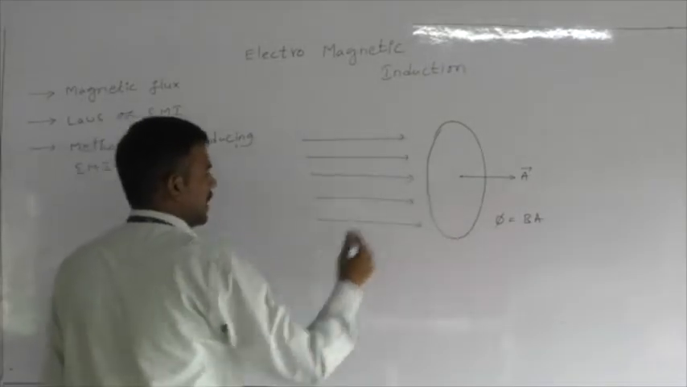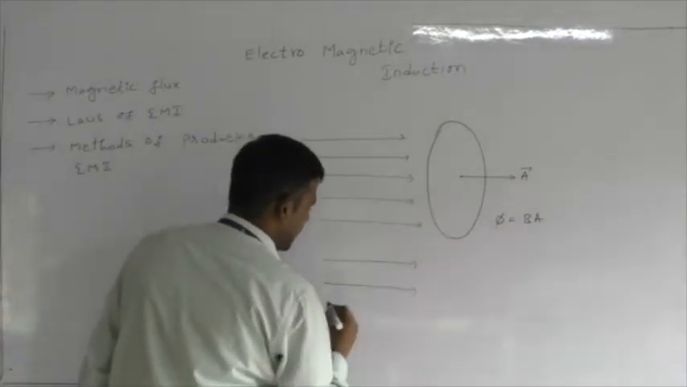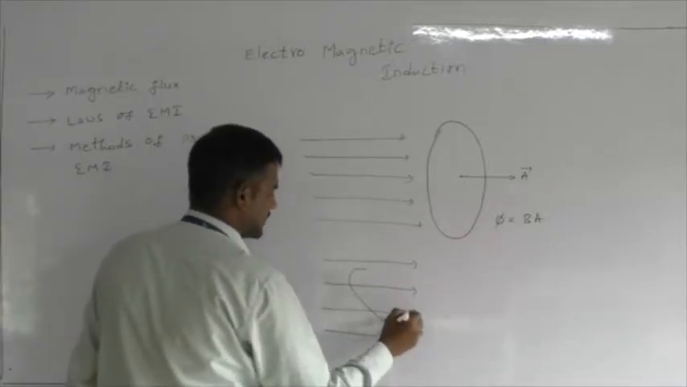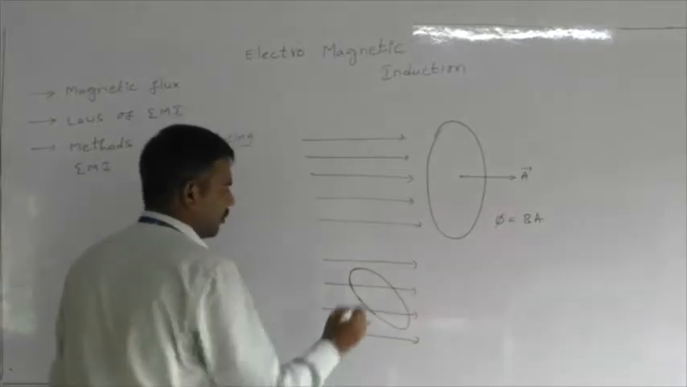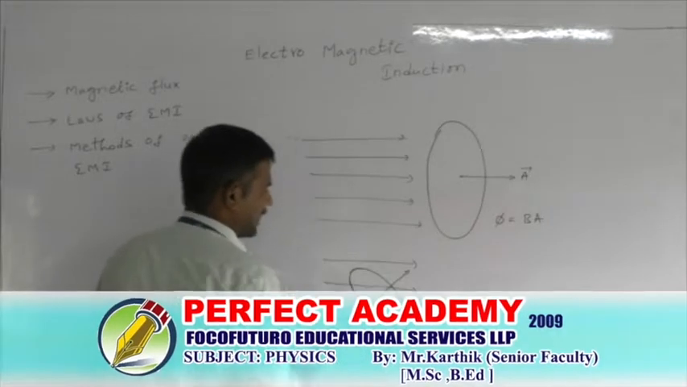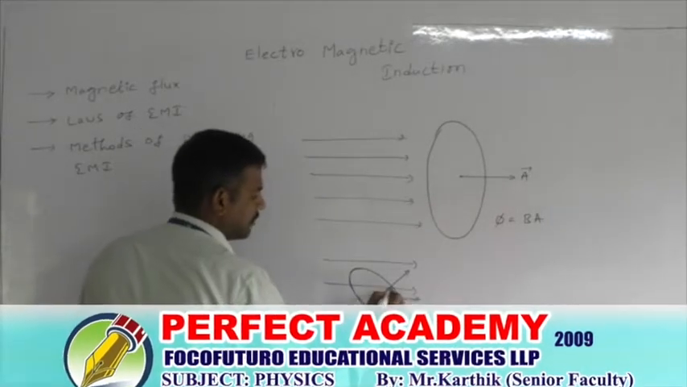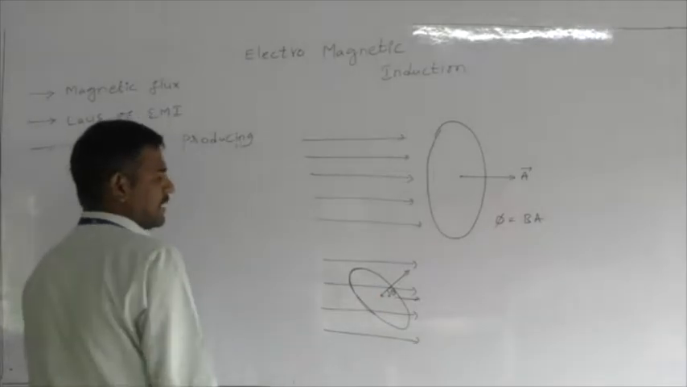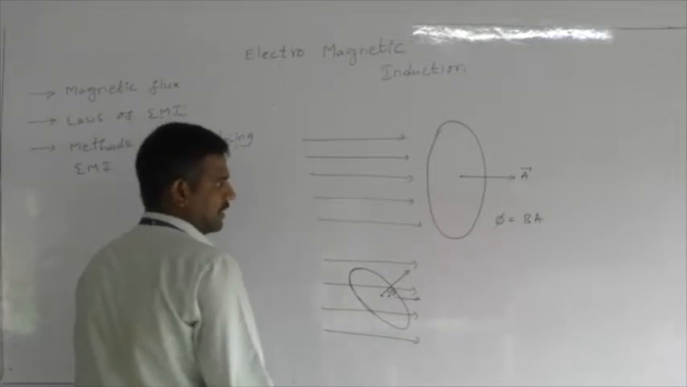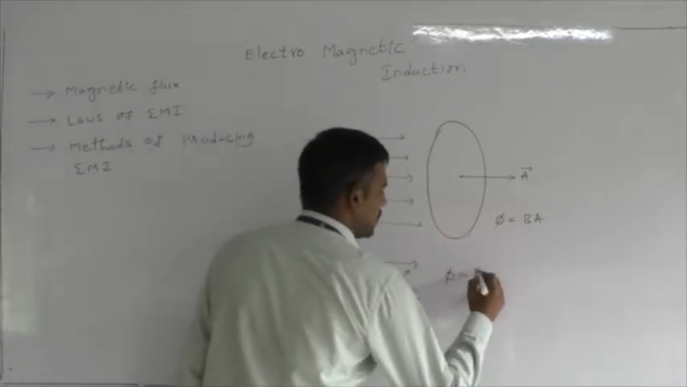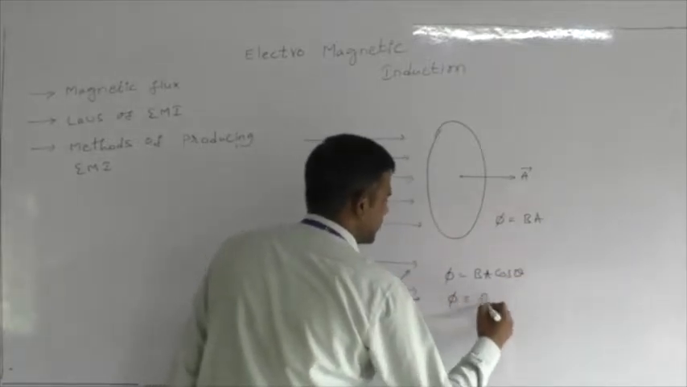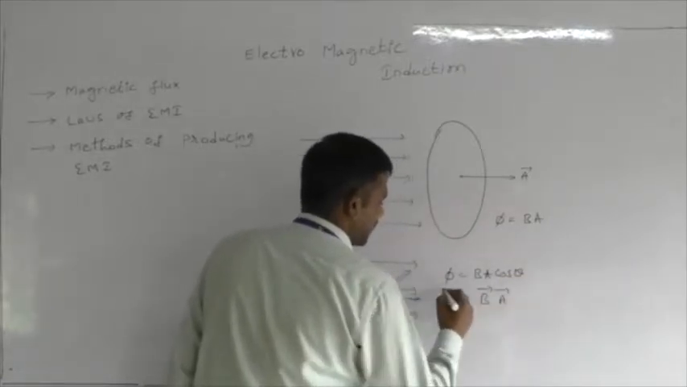Now, let us suppose I take the same area in the uniform magnetic field such that the area is now like this. This is the area vector, and this is the direction of the magnetic field, and the angle between them I call theta. Then the area along the direction of the magnetic field is A cos theta. Therefore, phi is B into A cos theta, and that is sometimes simply represented as B dot A, the scalar product.